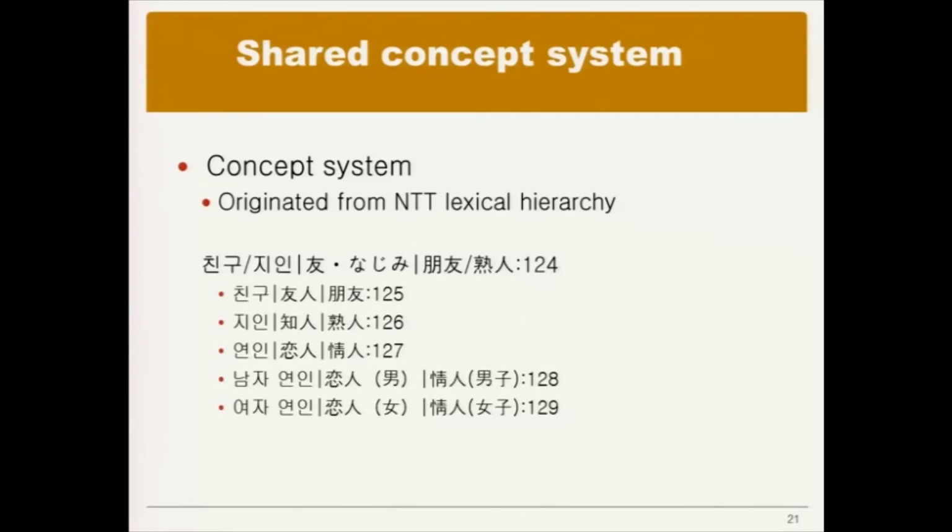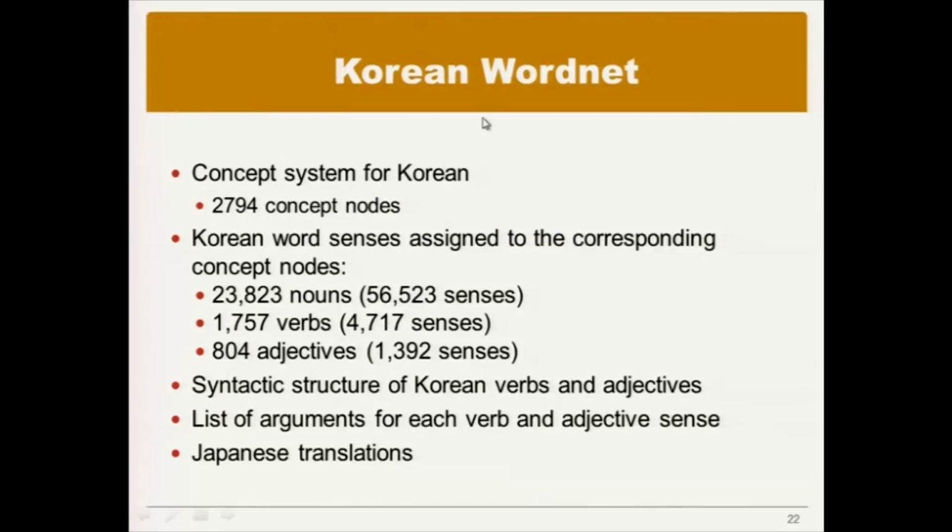For example, this is friend in English, but they have this kind of shared concept system. And for the Korean WordNet, we have 2,794 concept nodes, and we selected 23,000 nouns and so on.